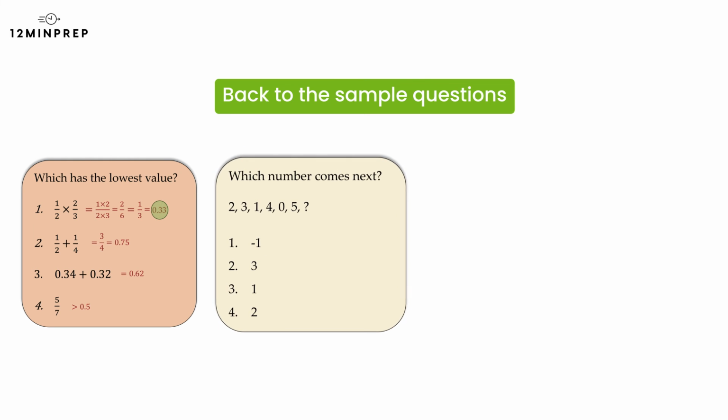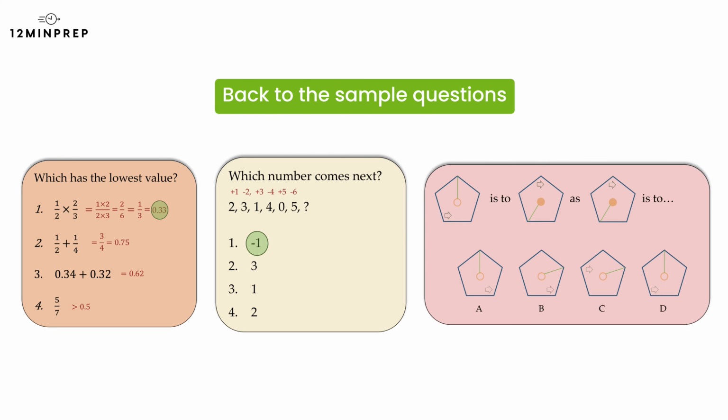The second question is a number series. Here, if you look at the differences, they form a series which alternates between positive and negative numbers. The last difference must be -6, and when we deduct -6 from the last term in the series, we get -1. The third and last sample question is from the abstract reasoning section of the test.